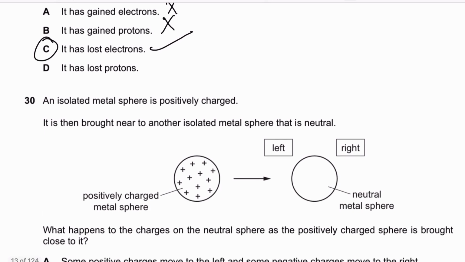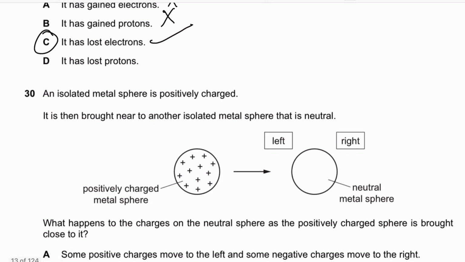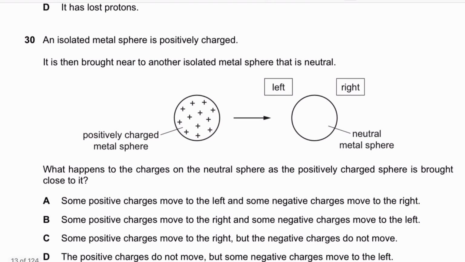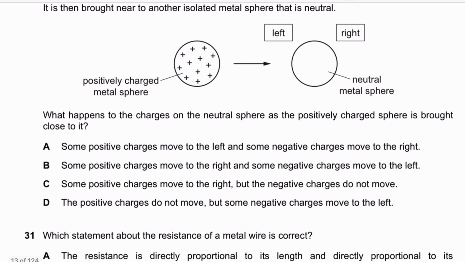Okay, 30. An isolated metal sphere is positively charged. It is then brought near to another isolated metal sphere that is neutral. So we have a positively charged metal sphere and then a neutral metal sphere. It's brought towards the right. What happens to the charges on the neutral sphere as the positively charged sphere is brought close to it? Repulsion is what's going to happen. So all the positive charges will move towards the right and the negative charges will come towards the left.